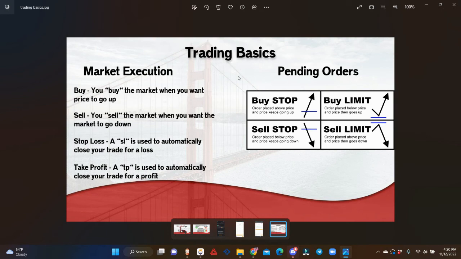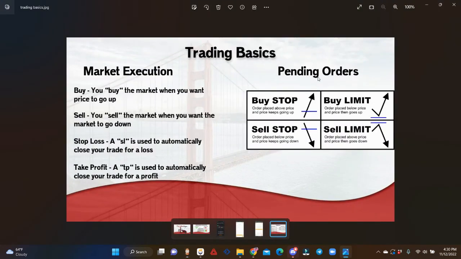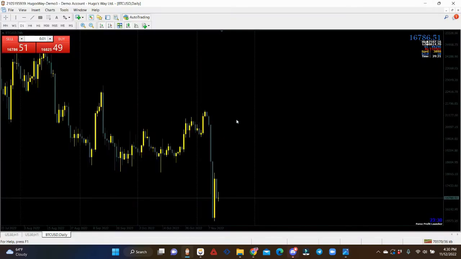So everything that I just explained right now, this is pretty much all you need in order to start taking trades. But now I'm going to show you exactly how to place trades. For one, if I want to get into the market right now, all I have to do is click buy or click sell. If you want to place a pending order, you're going to right click on your chart.